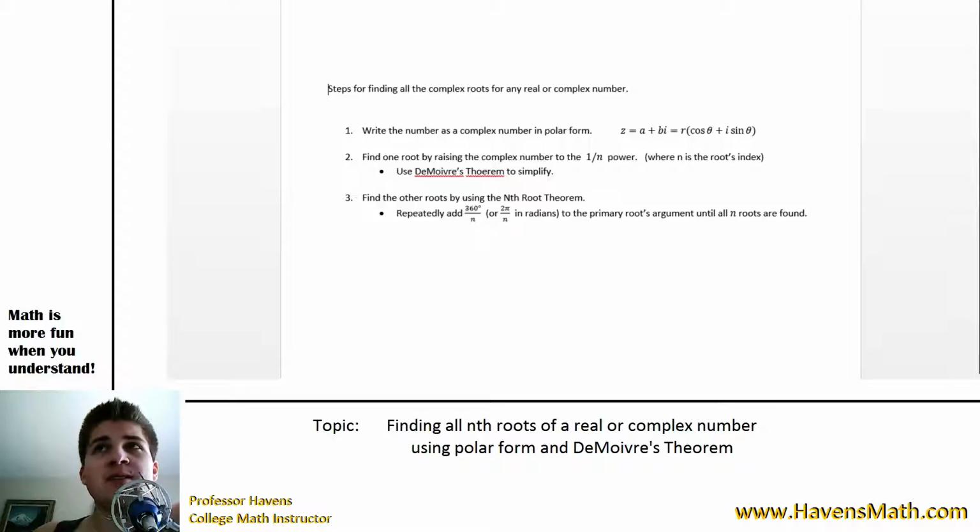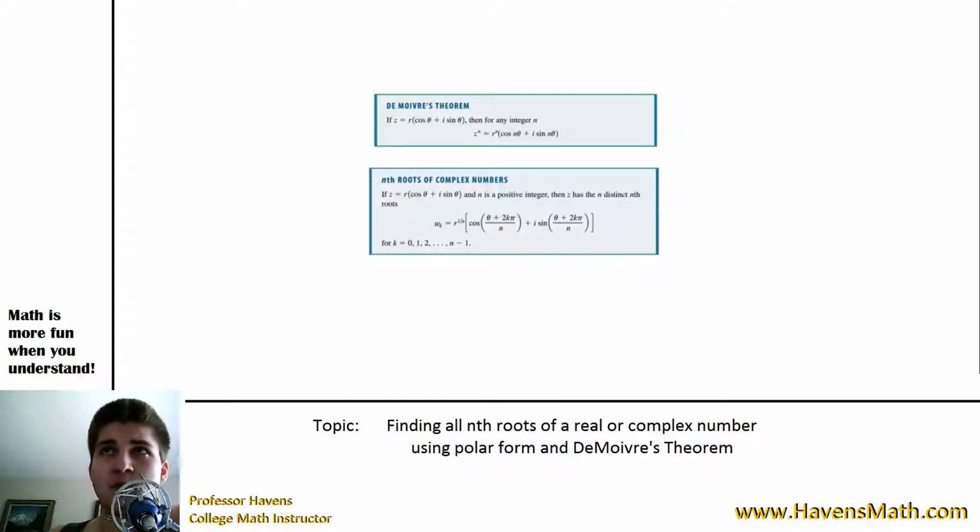Find one root by raising the complex number to the 1 over n power, where n is the root's index. And it says use DeMoivre's theorem to simplify. Before we start doing that, let's talk a little about DeMoivre's theorem, which is this theorem here on top, as you see it in your textbook. It says if z equals r times cosine theta plus i sine theta, then for any integer n, z raised to the nth power is equal to r raised to the nth power times the quantity cosine n theta plus i sine n theta.